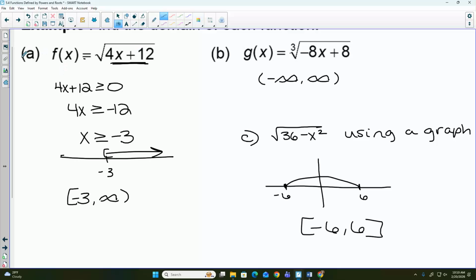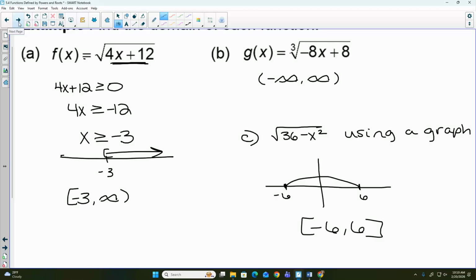Anything that I would give you on a test or quiz would be like A or B, but I do think your Math Excel has one where it asks you to look at a graph and decide it. So we do have that option. All right, are we okay with finding domains? Okay.